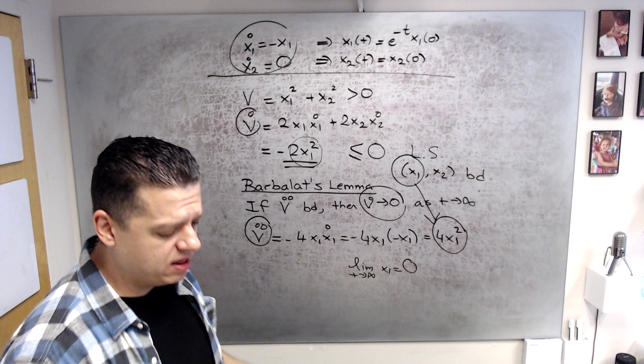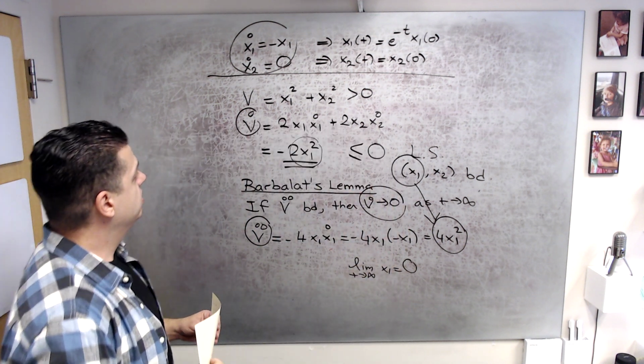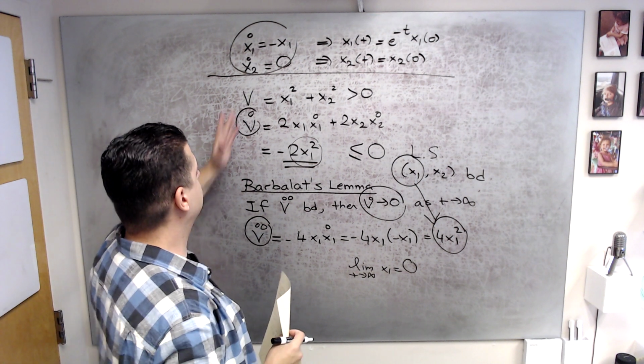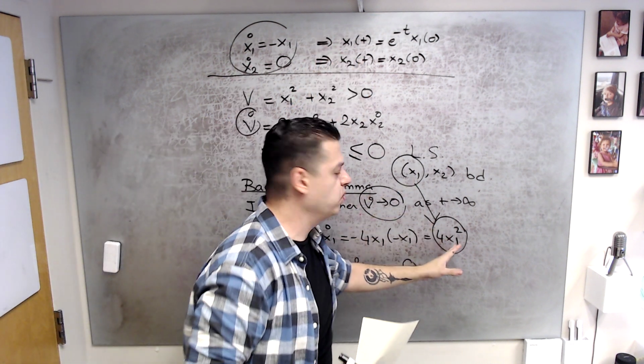So we have slightly more than Lyapunov stability. All right, so thanks to Barbalat's lemma, x2 is bounded. So the conclusion is x1, x2 bounded, and x1 going to 0.